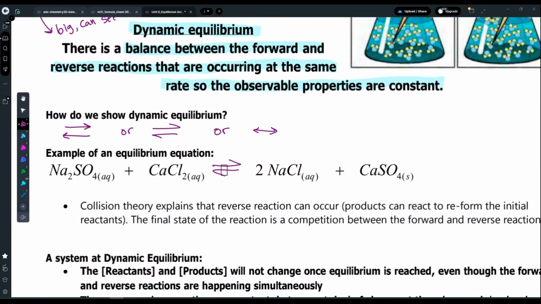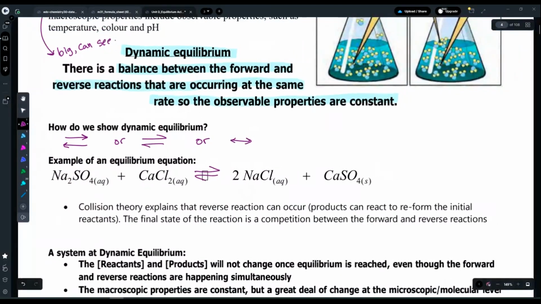So collision theory explains that the reverse reaction can occur. What that's going to entail is that the products can react to reform the initial reactants that you started with. And the final state of the reaction is a competition between the forward and reverse reactions, and that's why they're occurring at the same rate once dynamic equilibrium is reached. Before dynamic equilibrium is reached, one reaction will be favored over the other, right? Just as it kind of settles down into that dynamic equilibrium.